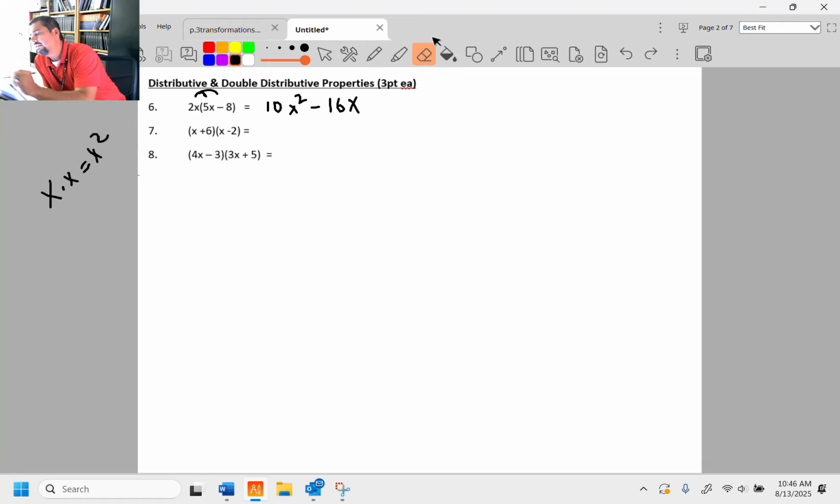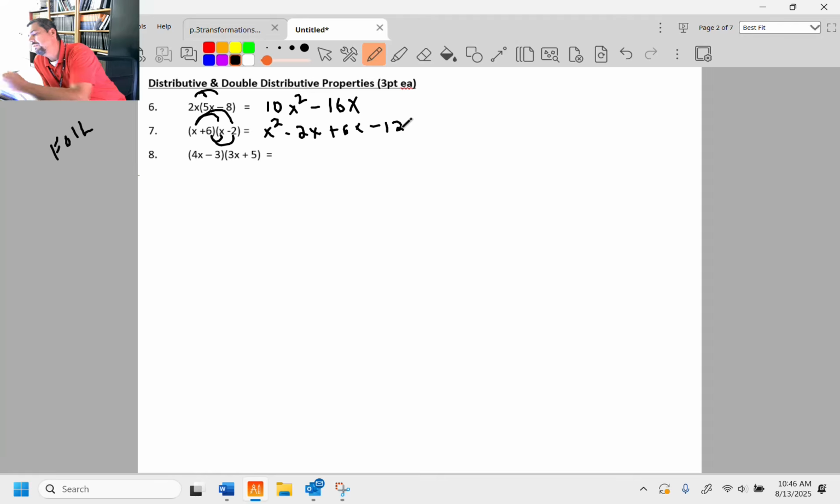Most likely your Algebra 1 teacher used an acronym called FOIL: first, outer, inner, last. So here we're going to do x times x, that would be first, and that's x squared. Outer, negative 2 times x is minus 2x. Inner, 6 times x is plus 6x. And then last, 6 times the negative 2 is minus 12.